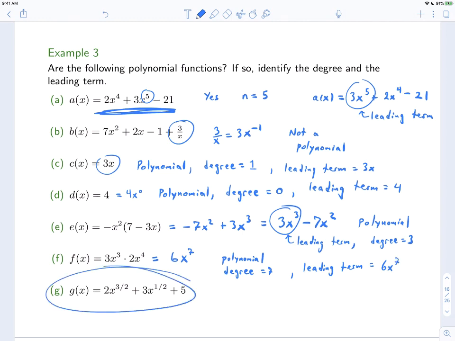What about g? g of x equals 2 times x to the 3 halves plus 3 times x to the 1 half plus 5. This is the sum of power functions, but the exponents are not integers. In order to be a polynomial function, the powers have to be positive integers, or at least non-negative, because you can have constant terms. These are not integers, so this is not a polynomial.